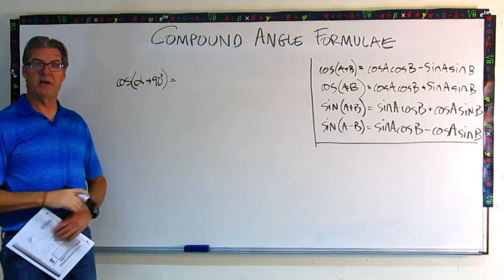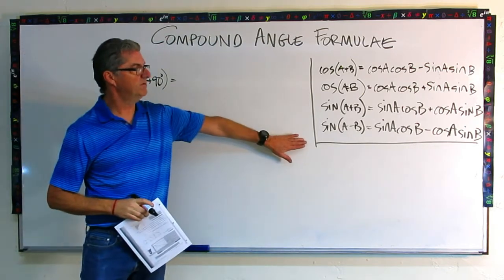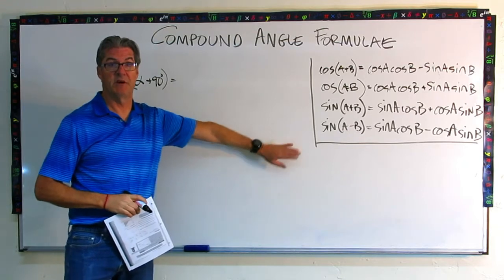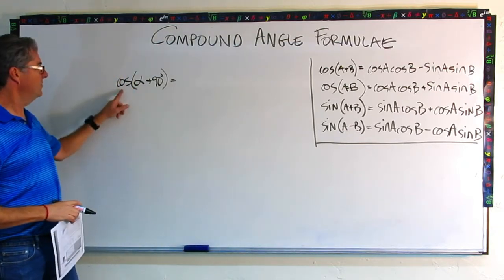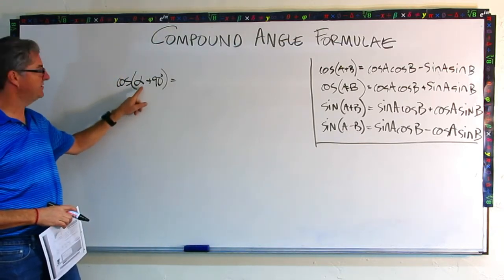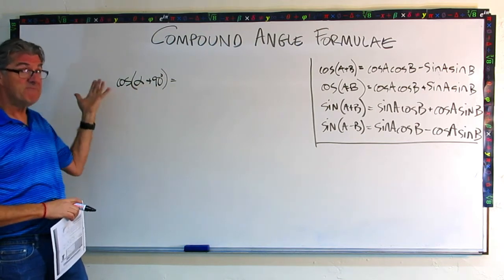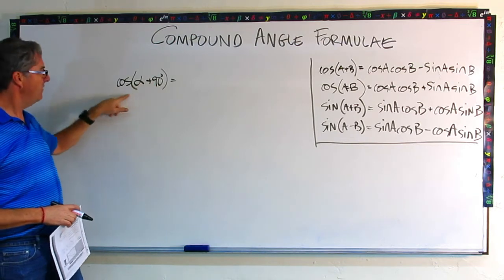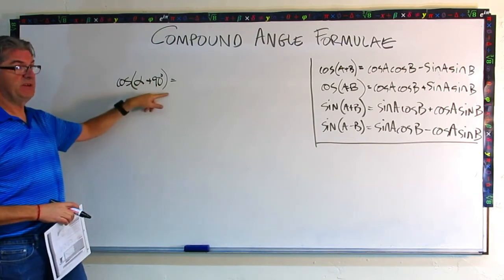Okay, let's do an example. I recopied the 4 rules here, a little smaller, but they're here so we can refer to them as we go. Okay, so here's the problem. Cosine alpha, that's the Greek letter alpha, standing for some value, some angle measure, plus 90. So how are we going to evaluate this and simplify it?